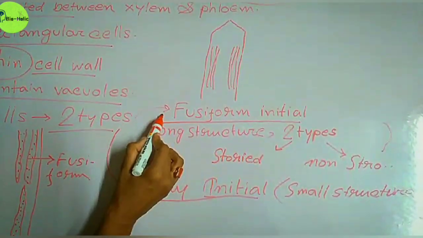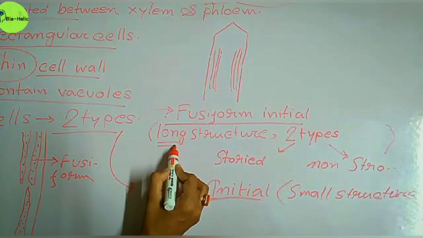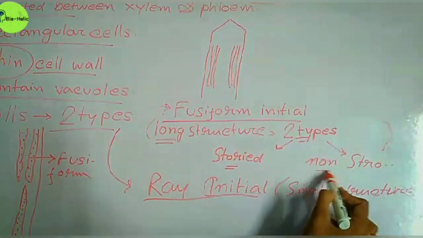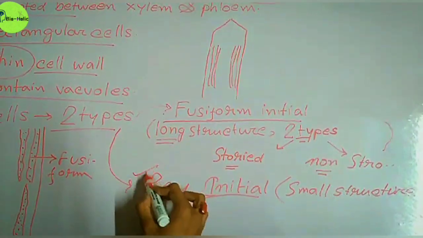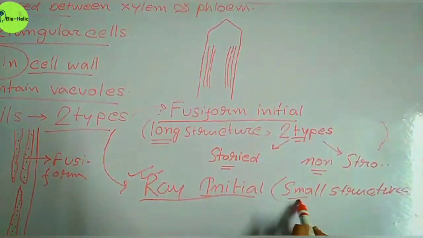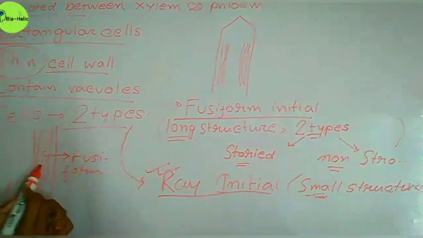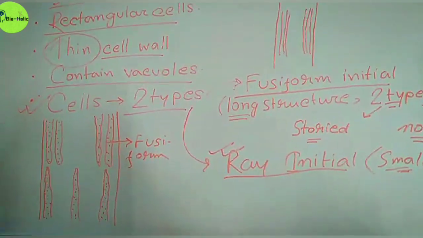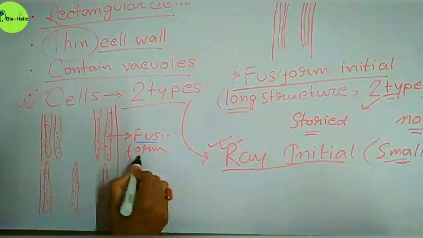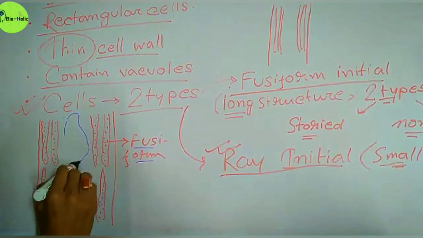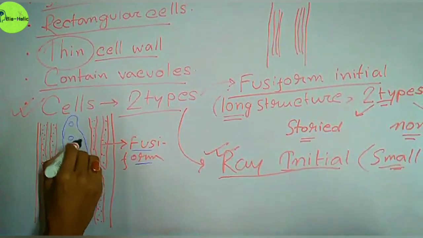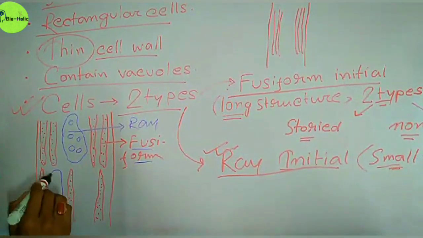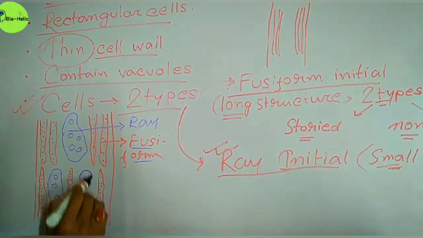The fusiform type have long structure of cells and they are of two types, the storied and the non-storied. And the ray initial are in small structure. Here is the diagram of the cells of the cambium. This is the fusiform cells and this is the ray initial cells situated between the fusiform cells.